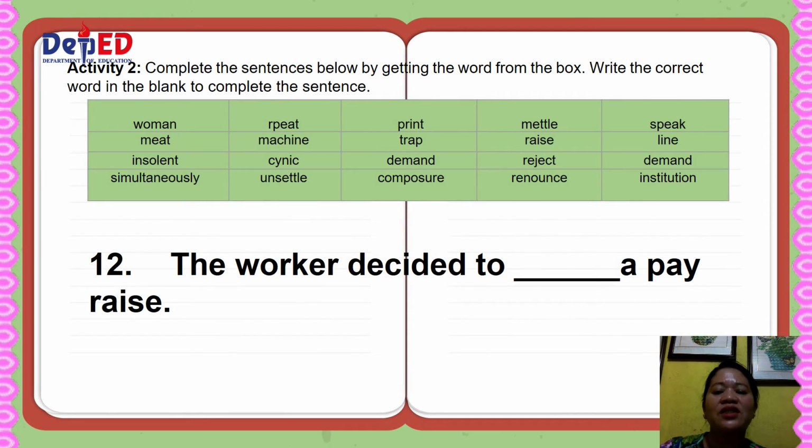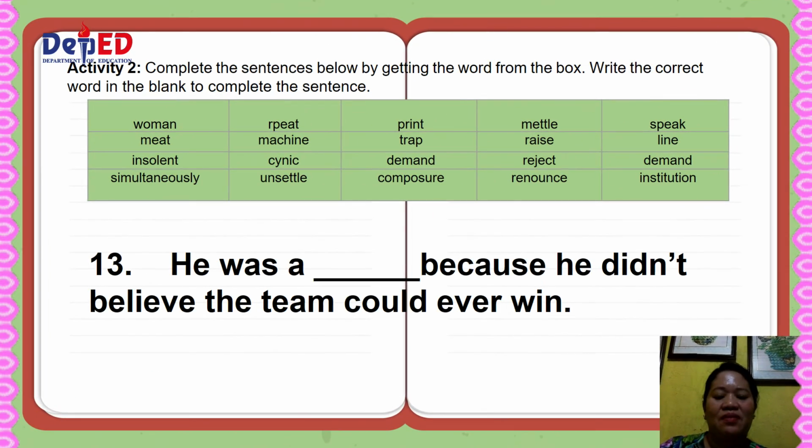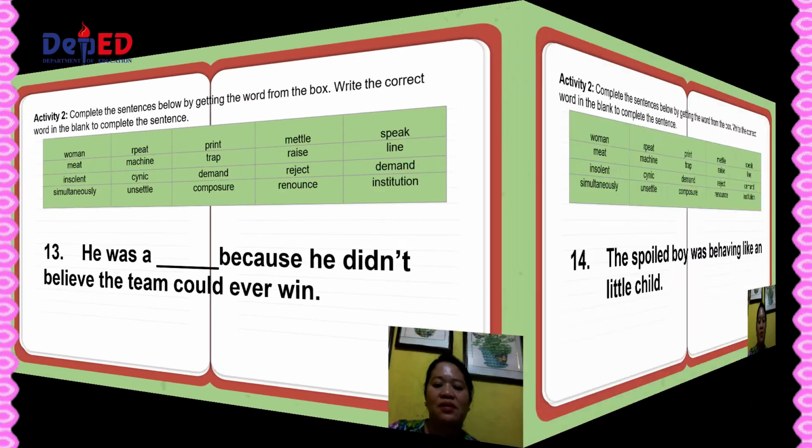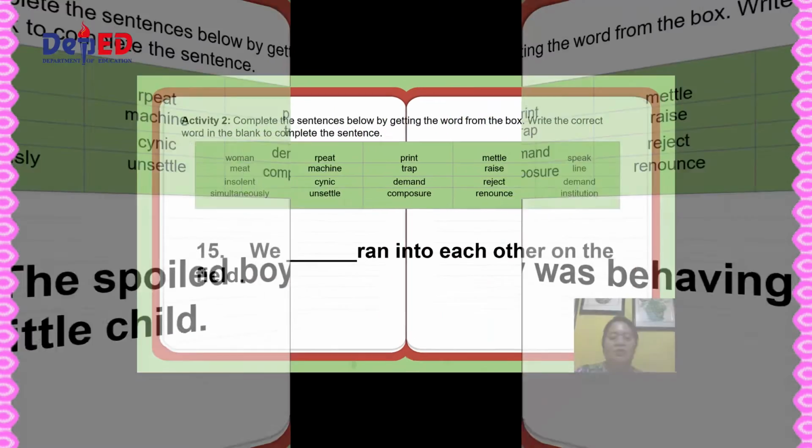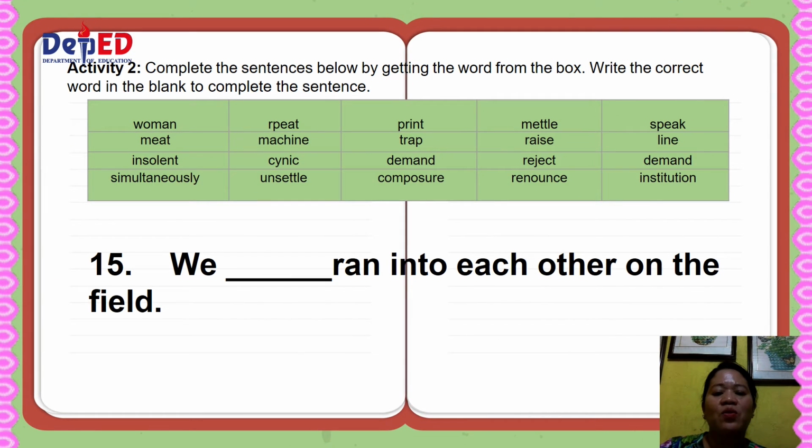12, the worker decided to blank a pay raise. 13, he was a blank because he didn't believe the team could ever win. 14, the spoiled boy was behaving like a blank little child. 15, we blank ran into each other on the field.